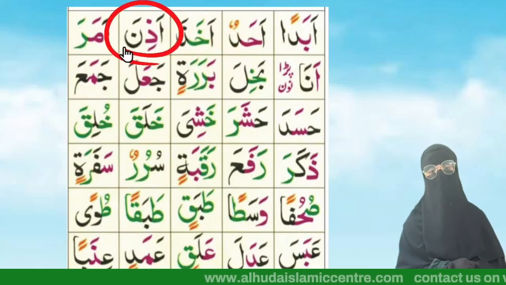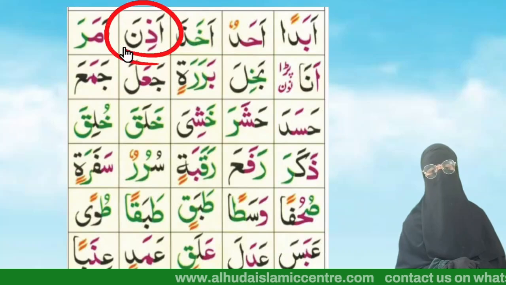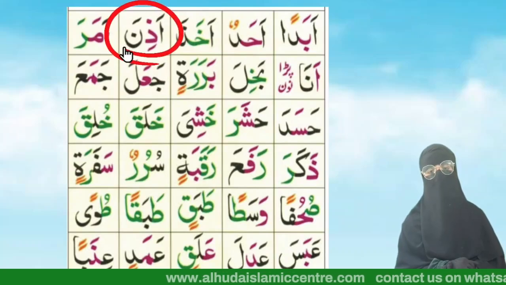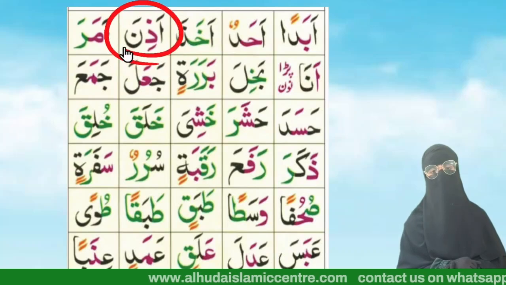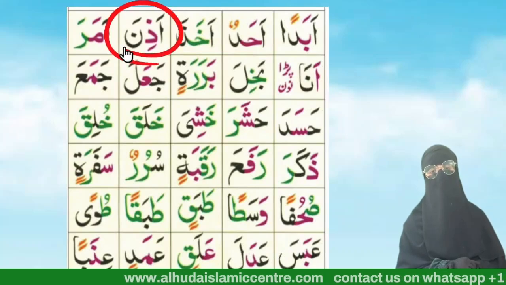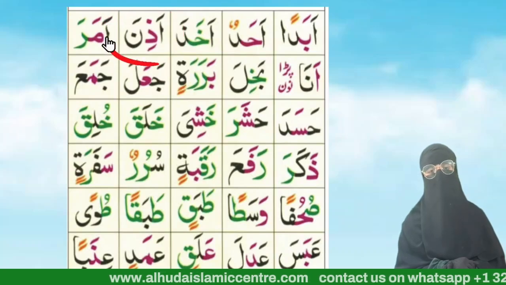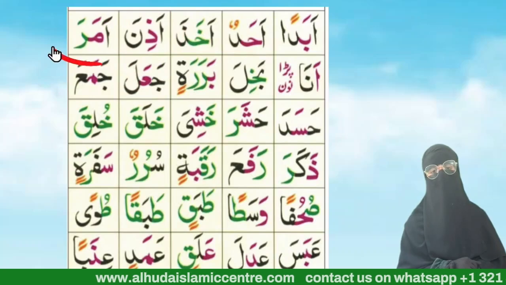Now look at the next one. In this one you can see all 3 letters are written separately, they're not joined. So this one is quite a bit easier. You have to read it as Hamza Fatha A, Dal kasra dhi, Adhi, Noon fatha na, Adina. Good.